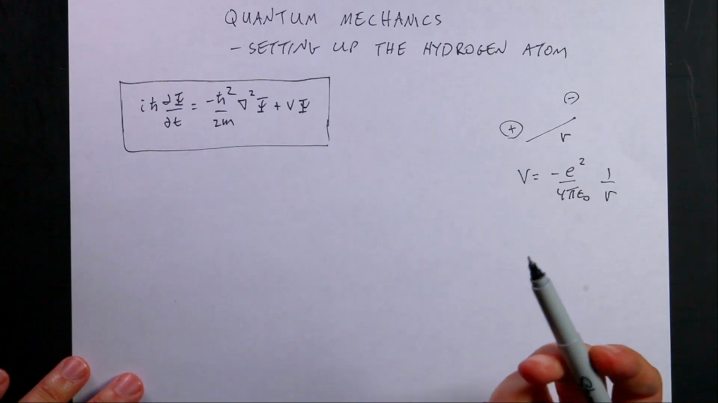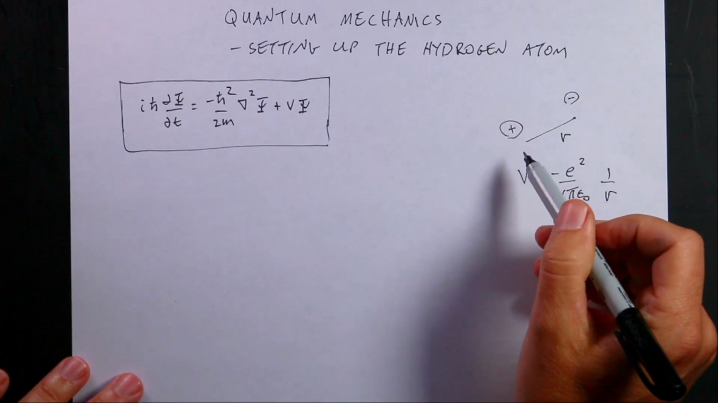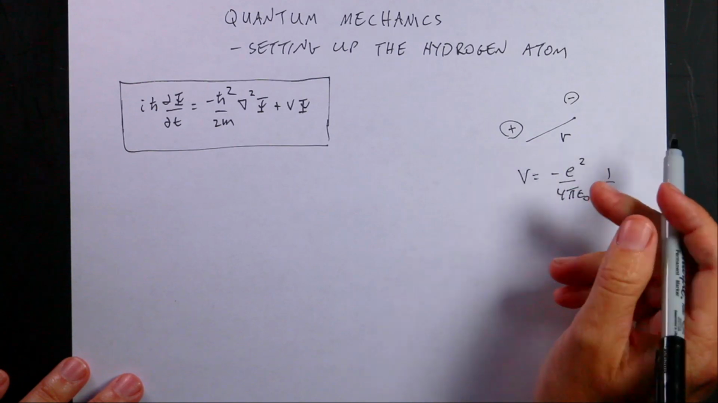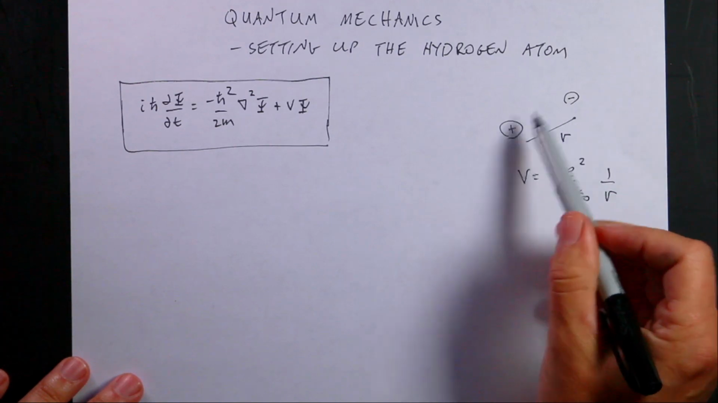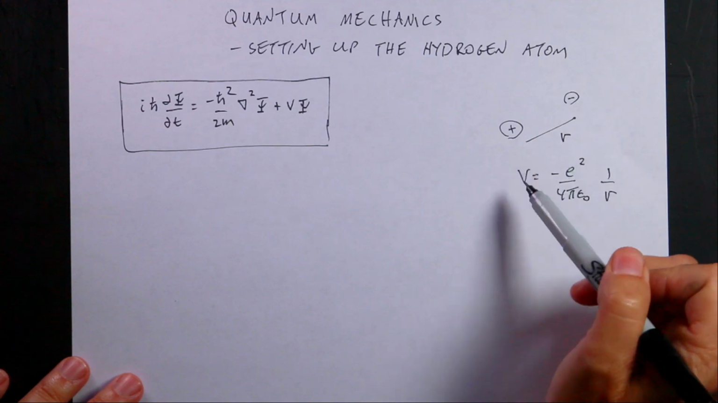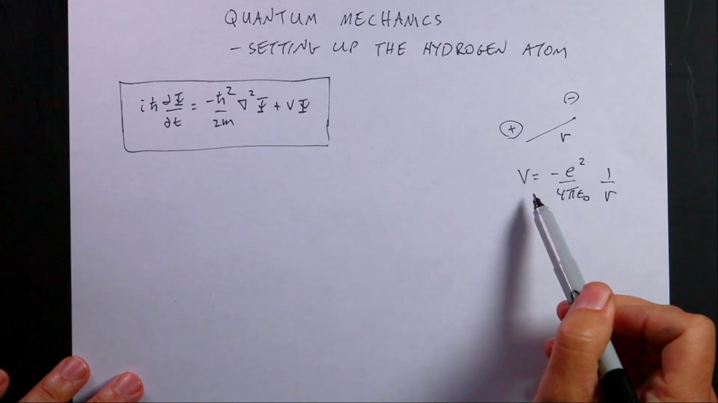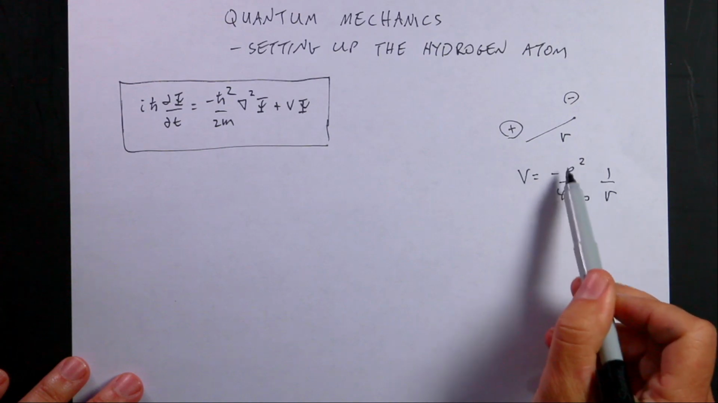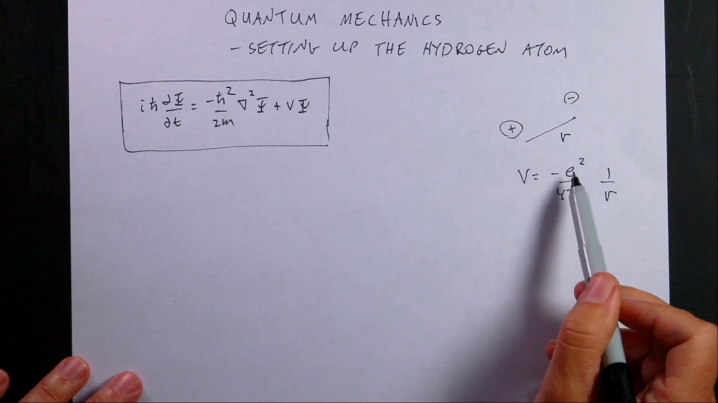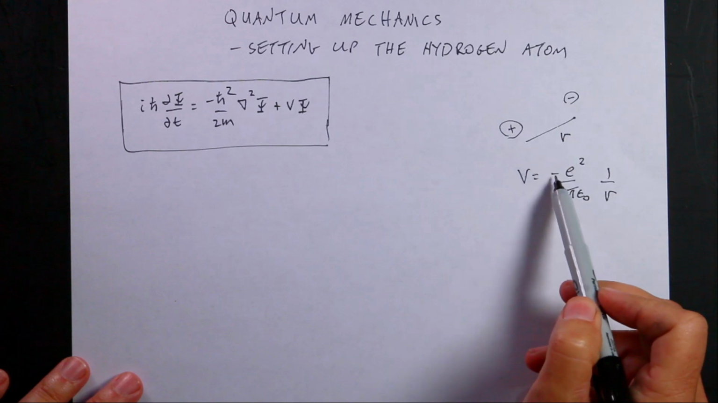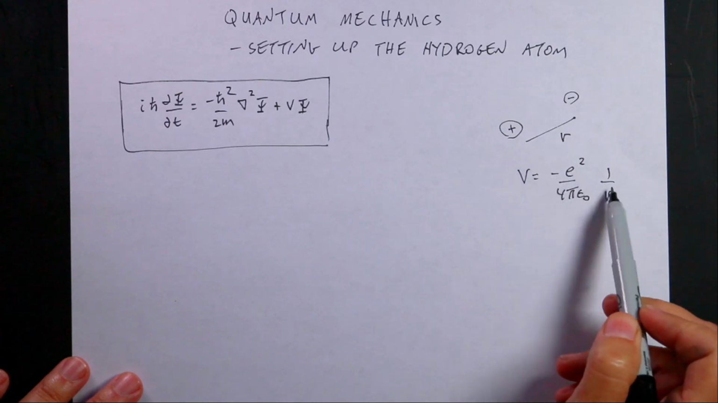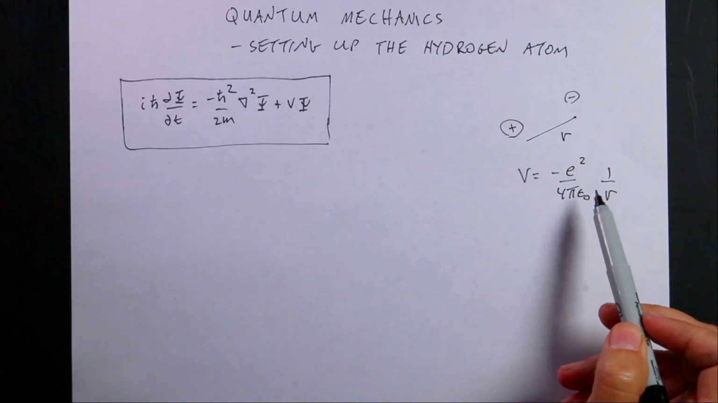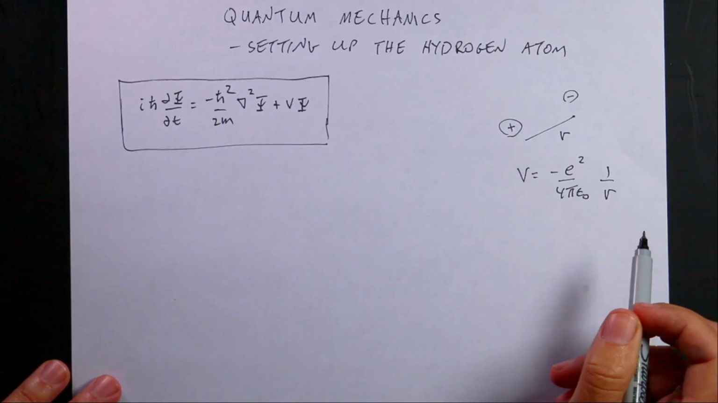And so the potential I'm going to use is the electric potential energy of a hydrogen atom. So I have a proton, an electron, and they're separated by a distance r. So the potential energy only depends on the distance. Negative e squared over 4 pi epsilon naught. So e is the charge of an electron. One is positive, one's negative, so we get a negative sign here. And that's the electric constant. And then 1 over r is the distance.